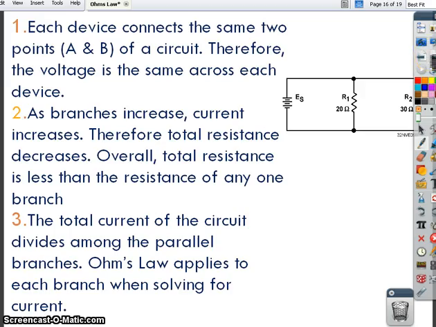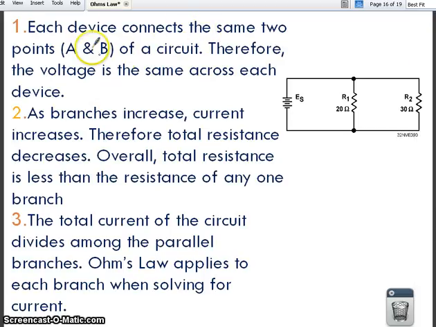So we have 5 rules for parallel circuits. I'm going to do an example as I do the rules, and then I'm going to do another example at the end to just bring the point home. So here we go. First rule, each device connects between the same 2 points, A and B, of a circuit.